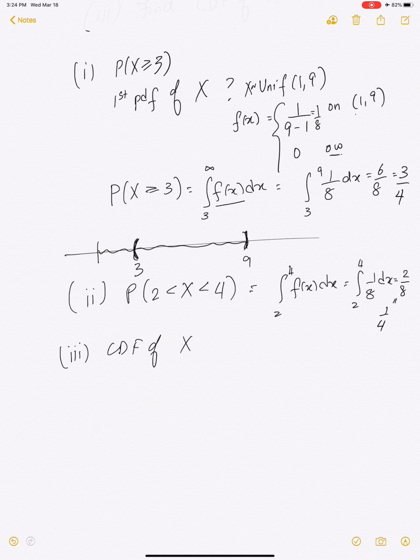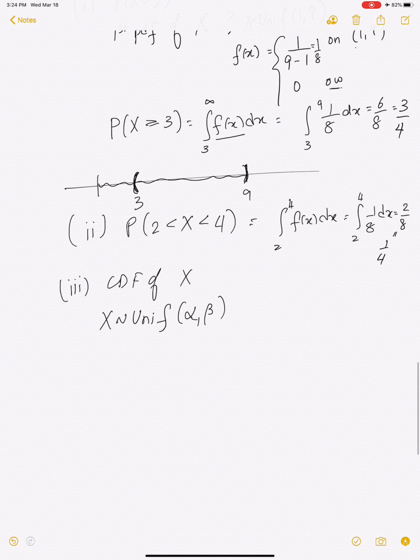In fact, let's just do this in generality. Let's suppose x is uniform alpha to beta, and we want to find the CDF of x. I find it very useful to think about this for a second: what is the range of x? The range of x is alpha to beta. X is going to be in the interval alpha to beta with probability 1.